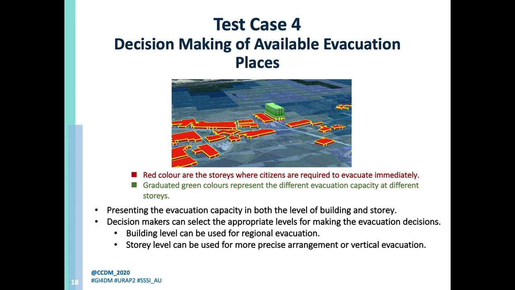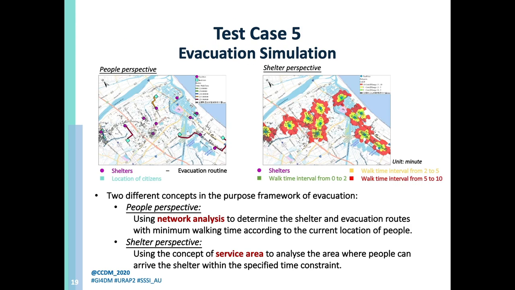Case 4 is the decision making of available evacuation places. These systems can present the evacuation capacity in both the level of building and story. So decision makers can select the appropriate levels for making the evacuation decisions. For example, the building level can be used for regional evacuation, and story level can be used for more precise arrangement of vertical evacuation. The final case is the evacuation simulation.